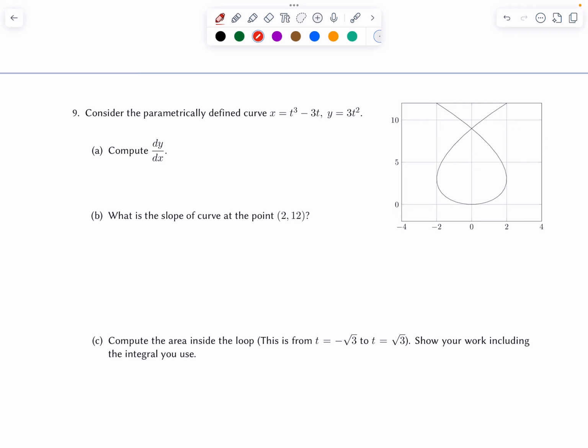All right, we're going to remind you about parametric curves. So I've got this curve here that's defined parametrically. And I've got the graph over on the right, which I thought was nice.